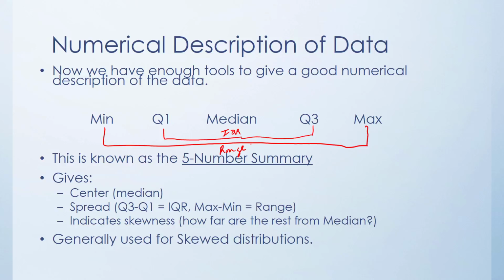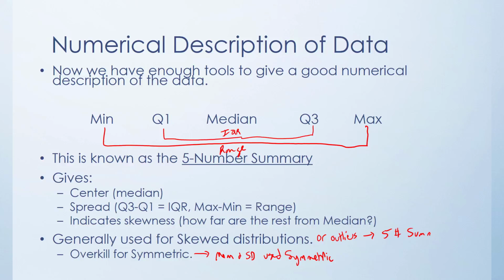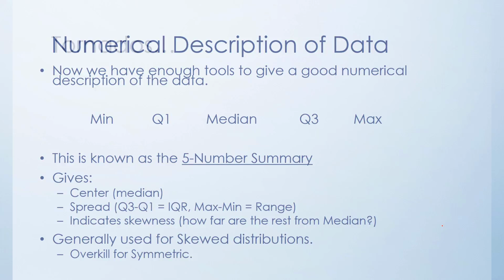Okay, now generally this is used for skewed distributions or ones with outliers. If we have a symmetric distribution, the 5-number summary is really overkill. Instead, we're going to use the mean and the standard deviation. So that's what we're going to use for symmetric distributions. And again, for skewed distributions or distributions with outliers, we're going to use the 5-number summary as our numerical summary of our data.